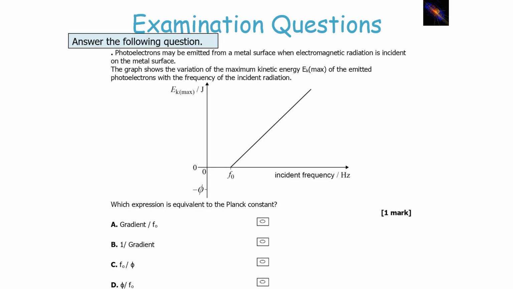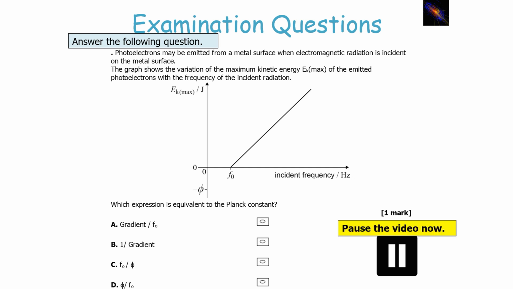The next one, photoelectrons may be emitted from a metal surface when electromagnetic radiation is incident on the metal surface. The graph shows the variation of kinetic energy of the emitted photoelectrons with the frequency. Which expression is equivalent to Planck's constant? So pause the video now, then unpause the video when you want to go through your answer.